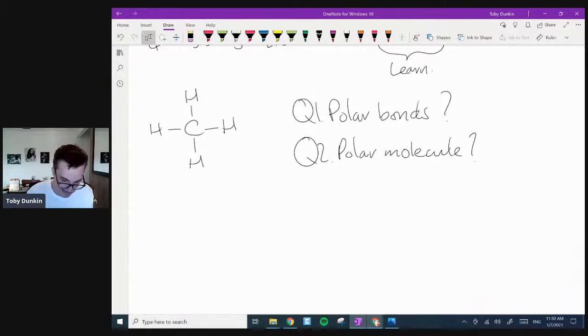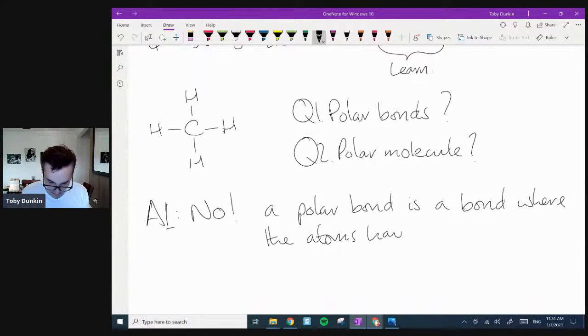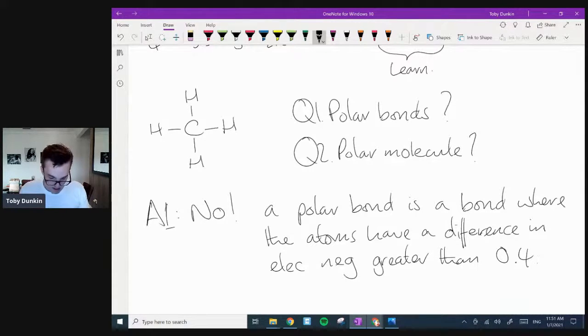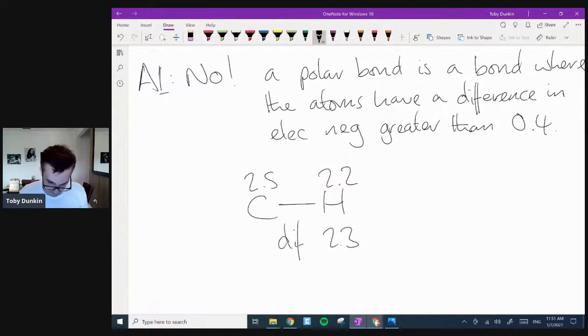So for methane, the answer to the first question is going to be no. There are no polar bonds. We know a polar bond is a bond where the atoms have a difference in electronegativity greater than 0.4. In this example, the carbon-hydrogen bond is 2.5 and 2.2, so the difference is 0.3. So this is non-polar.